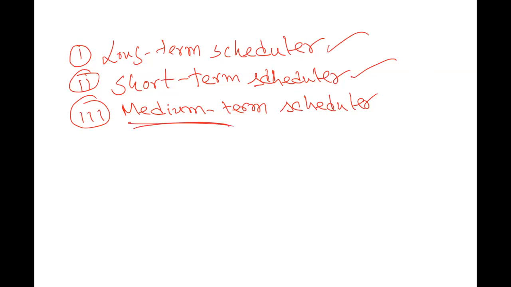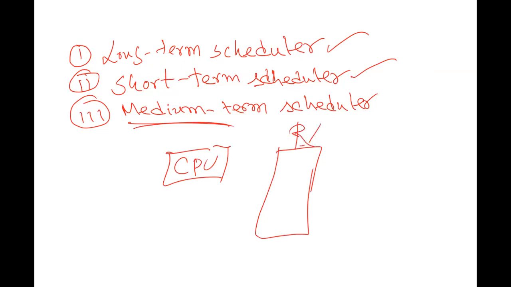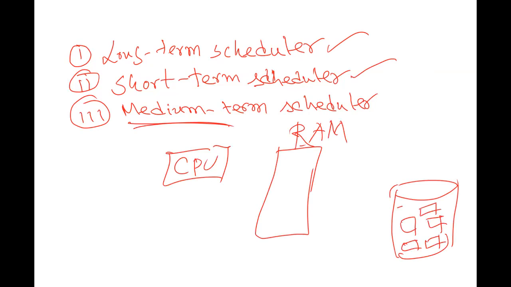Before I go on, let's say this is the CPU, this is the memory, and here is your disk. Here are some processes you already created. When you create a new process, how many processes will be scheduled in memory? That is decided by the long-term scheduler.